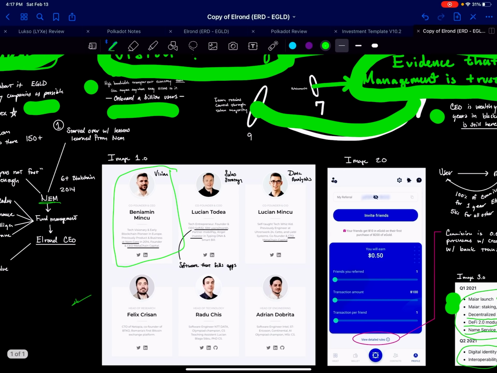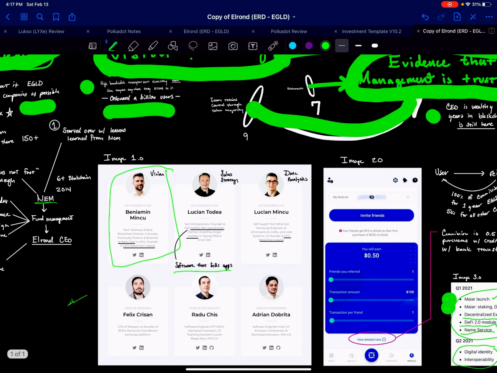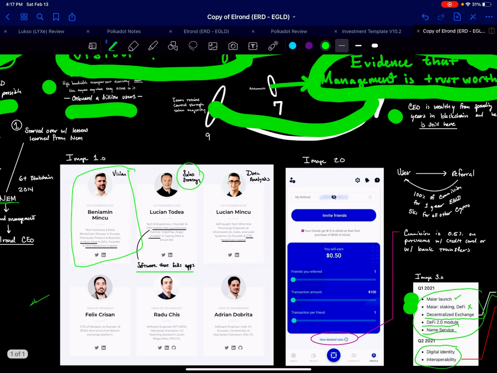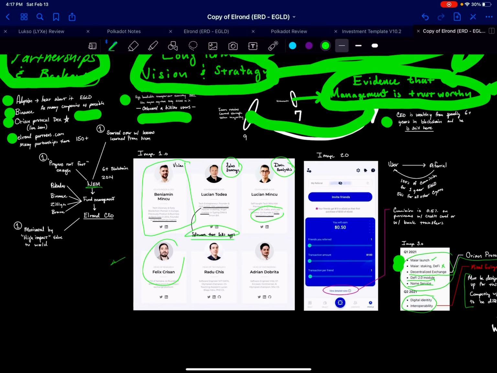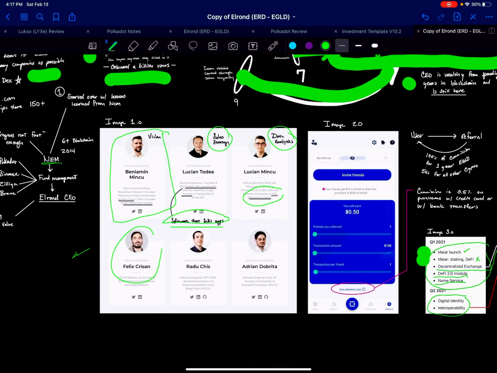Benjamin Minitu. And this guy, Lucien Todia, software that sells apps. So sales strategy, and basically what the Mirror app is going to be doing a lot of is software that sells apps, or offers applications to users. And then their data analysts, who worked at MetaChain Capital, and then there's guys like Felix, who did Bitcoin exchanges and so forth. You could see their team is pretty talented.